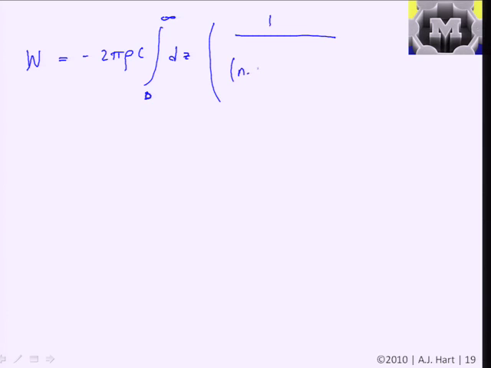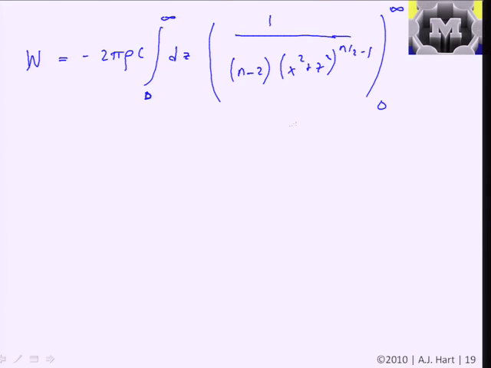Okay. So now we have a next step that w is equal to minus 2 pi rho c times the integral from d to infinity dz, multiplied by the quantity we just derived from the integral, all from 0 to infinity. So if x is equal to infinity, this will be 0, so we just need to consider negative of this expression evaluated when x is equal to 0.